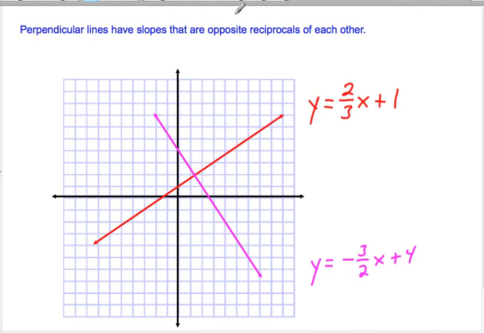Now I'm going to talk about perpendicular lines. Perpendicular lines will have slopes that are opposite reciprocals of each other. So I've drawn two lines here that are perpendicular, which means they meet at a 90-degree angle. The slope of the red line is 2/3, and the slope of the pink line has to be opposite, so it has to be negative, and it has to be the reciprocal, so 3 over 2. So negative 3 over 2.